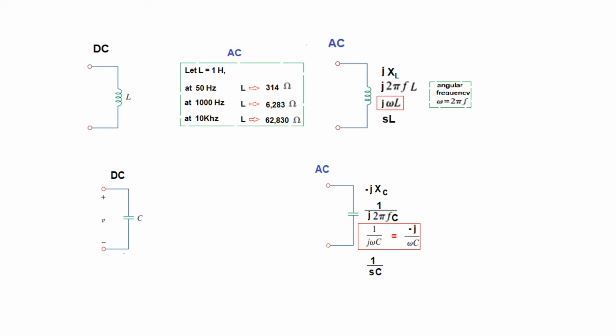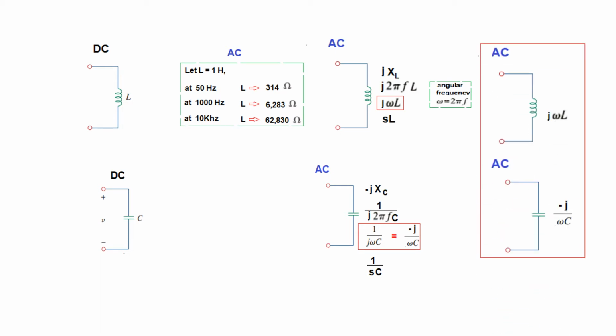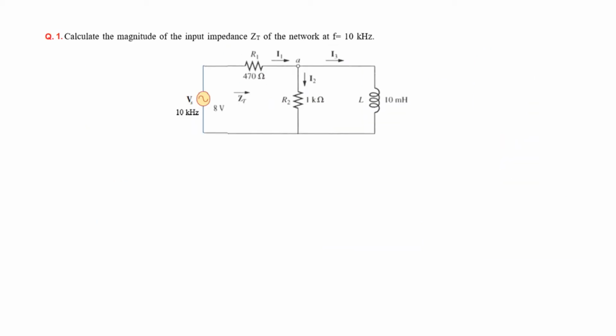Again, I will just ask you to forget everything. We just carry with one value, and that value is as shown here. In case of an inductor, we'll just write j omega L, where omega is 2 pi F. And similarly, in case of a capacitor, we'll write minus j divided by omega C. With this background, now let's do the problem.